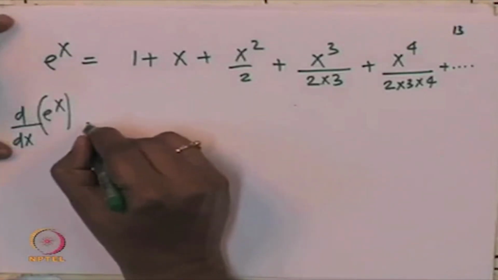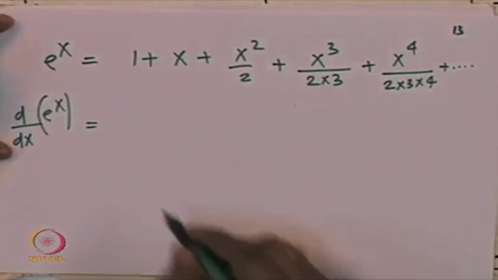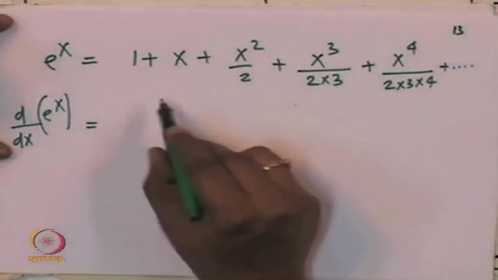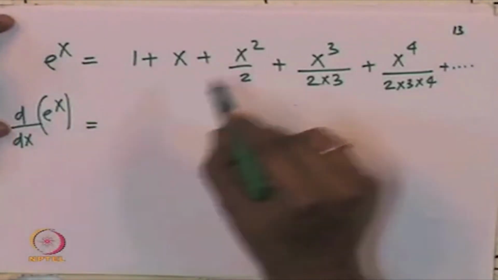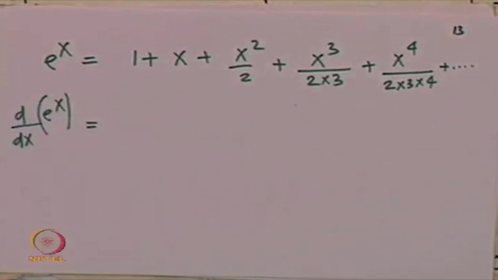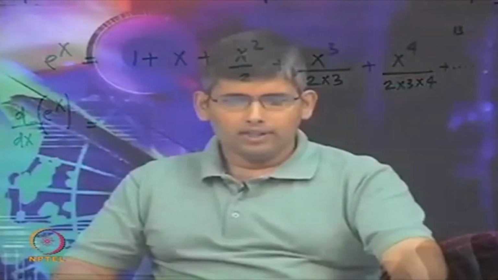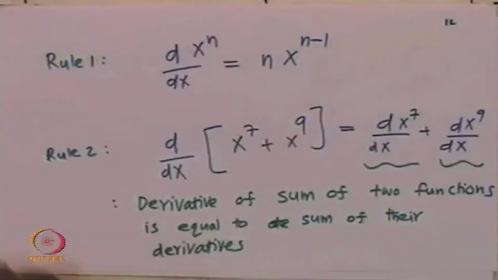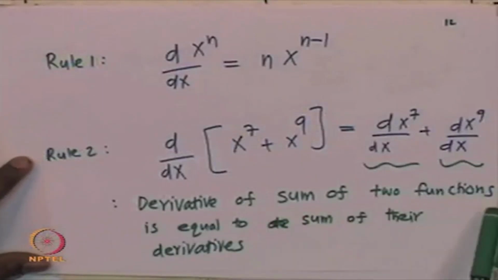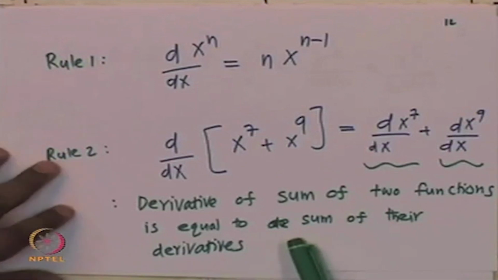This is what we want to calculate. That means we want to calculate derivatives of e power x. Now, e power x is the sum of all these functions. One minute ago we learned this important rule: the derivative of the sum of two functions is nothing but the sum of their derivatives. So, let us quickly go and learn this rule. What we learned here is that the derivative of the sum of two functions is equal to the sum of their derivatives.